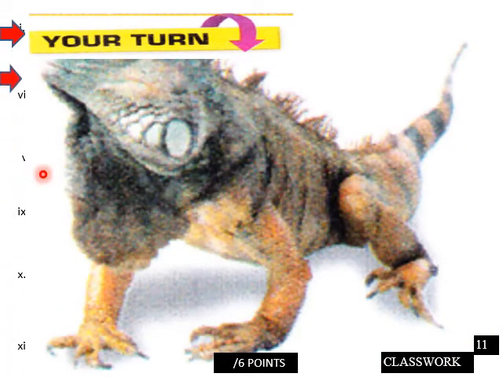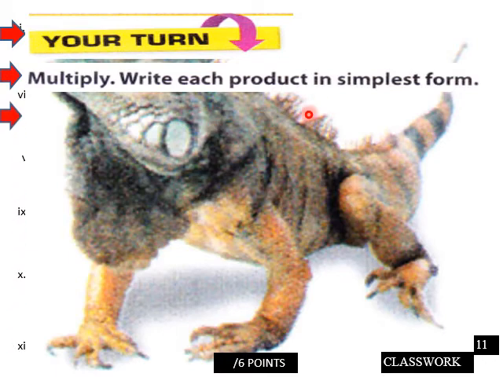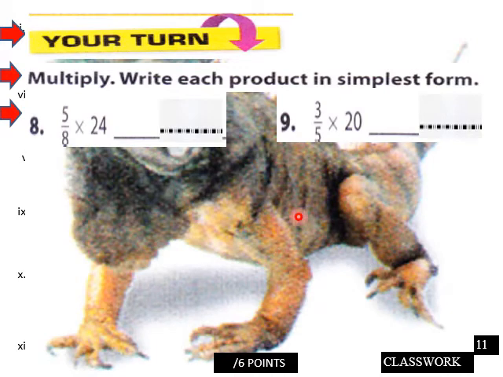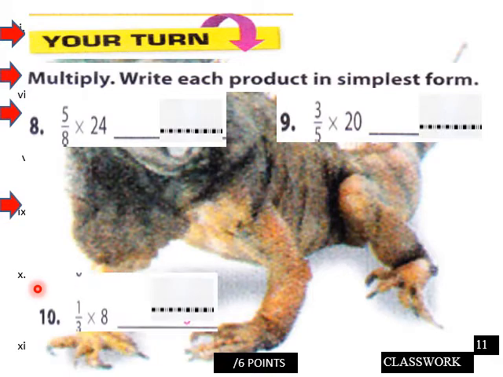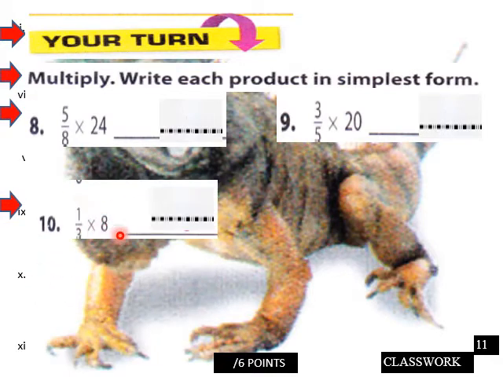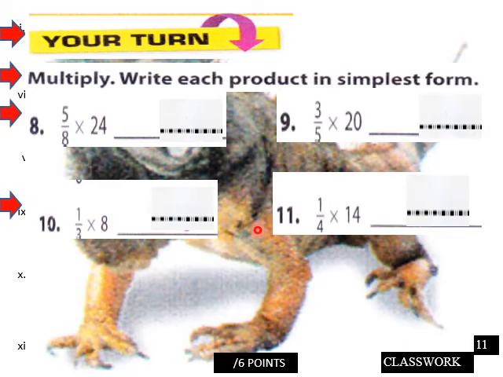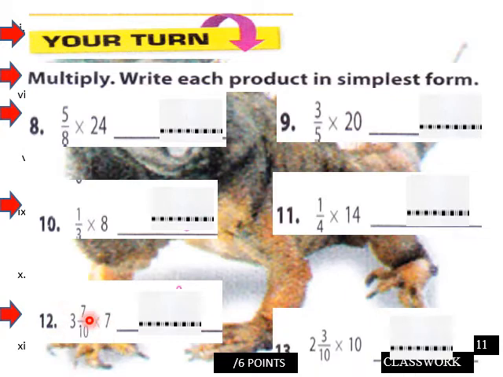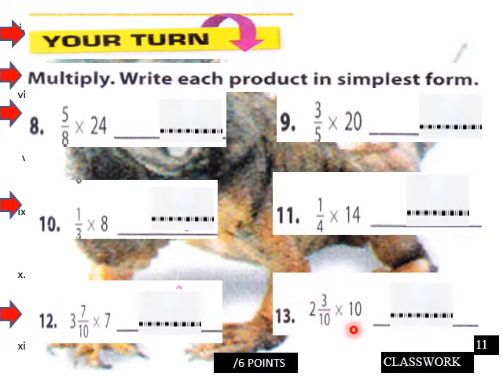Classwork, page 11. Your turn, students. Multiply, write each product in simplest form. So multiply this, students. 5/8 times 24. Can you cancel that one? Yep. Can you use cancellation here? Yep. So 5/8 times 24, and then 1/3 times 8. 1/4 times 14. Can you cancel anything here? And then 3 7/10 times 7. We have a mixed number here. And then 2 3/10 times 10.